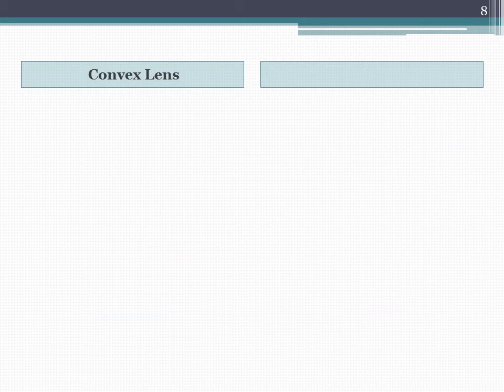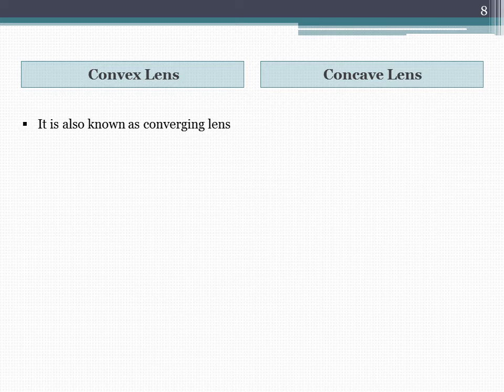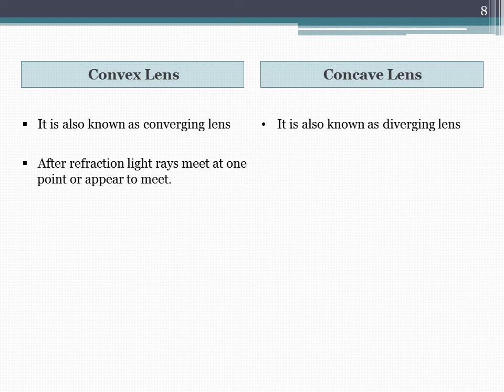Here are some differences between convex lens and concave lens. Convex lens is also known as converging lens, and concave lens is known as diverging lens. In case of convex lens, light rays meet at one point after refraction, and in case of concave lens, light rays spread out or move away from each other.